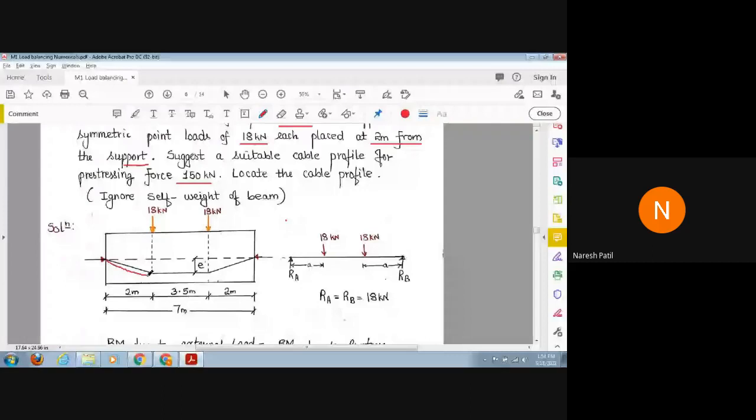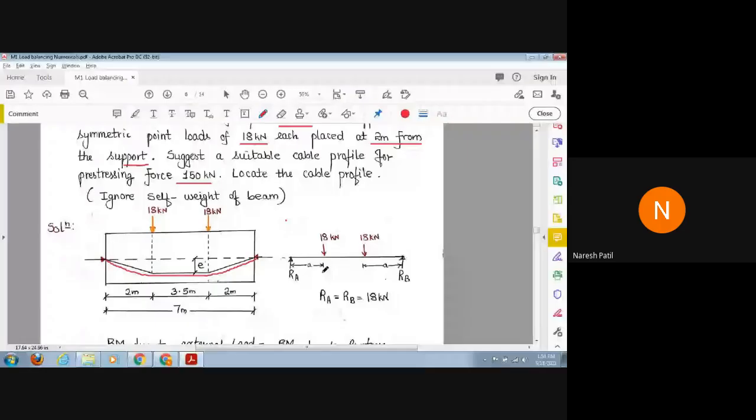Now you can see here, first of all, they ask to suggest the suitable cable profile. I told you that when we have two-point loads, we can suggest a cable profile like trapezoidal shape. So first of all, we have suggested the cable profile. Is it clear, or does anyone have doubts? They ask to suggest a suitable cable profile, and you also have to give the location of the cable profile.